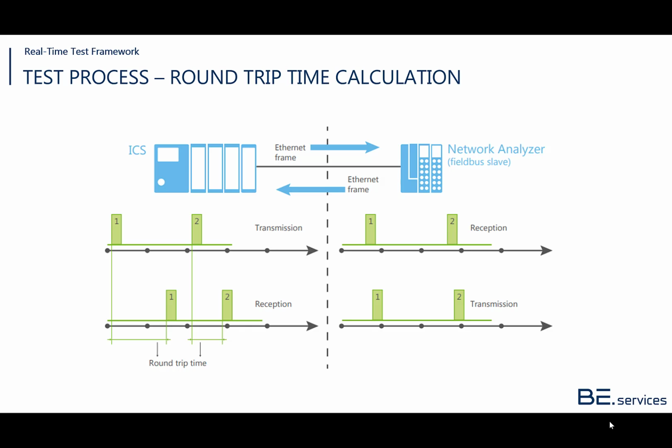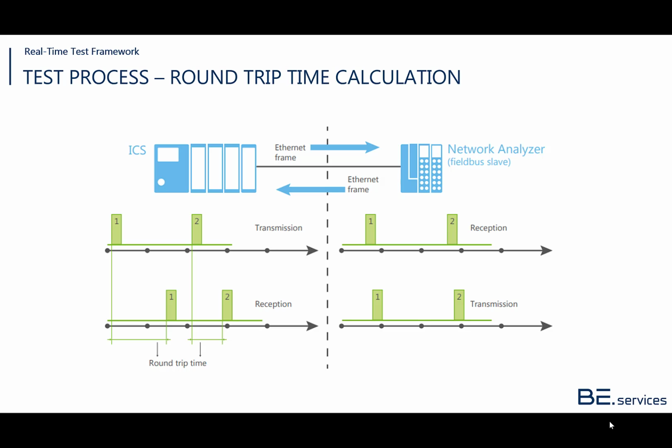Now, in order to estimate the stability and performance of the Ethernet frame's reception, a round-trip test is executed. In that case, frames are again sent cyclically. Each frame carries a timestamp, which contains the exact time when it was sent. The network analyzer receives the frame and sends it back immediately. The ICS receives the frame and calculates the time between frame sent and frame received, meaning the round-trip time.